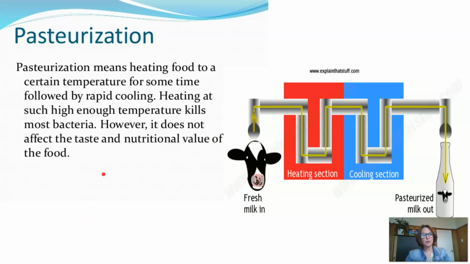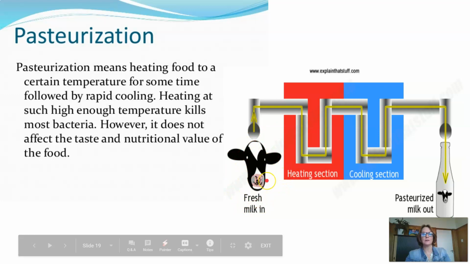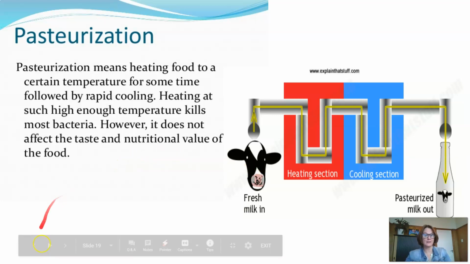Pasteurisation is a method most of you have already learned in grade 5. It means heating food to a certain temperature for some time, followed by rapid cooling. And here we can see the heating section as well as the cooling section. And it's generally used for the production of milk. Heating at such high temperature kills most of the bacteria. However, it does not affect the taste or the nutritional value of the food, like your milk. So you're still getting all your vitamins and all of your minerals, which is great.